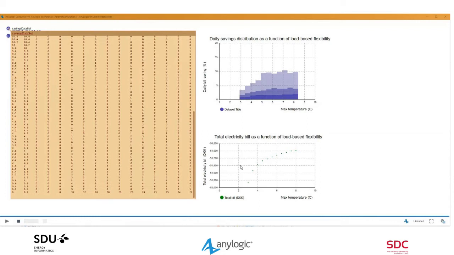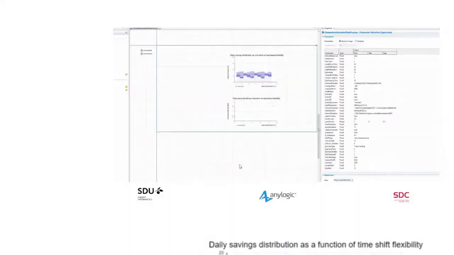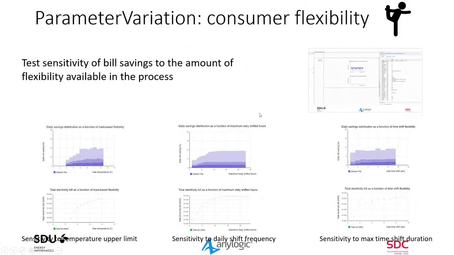So I could tell the industrial consumer, maybe increasing my max temperature by another half degree isn't actually worth it based on the savings that I can make out of it. So that's an example for the max temperature, but you could repeat that for different parameters, right? What's the maximum time I allow to deviate by, etc. So that's a sensitivity test, which is allowed by AnyLogic's neat parameter variation experiment.